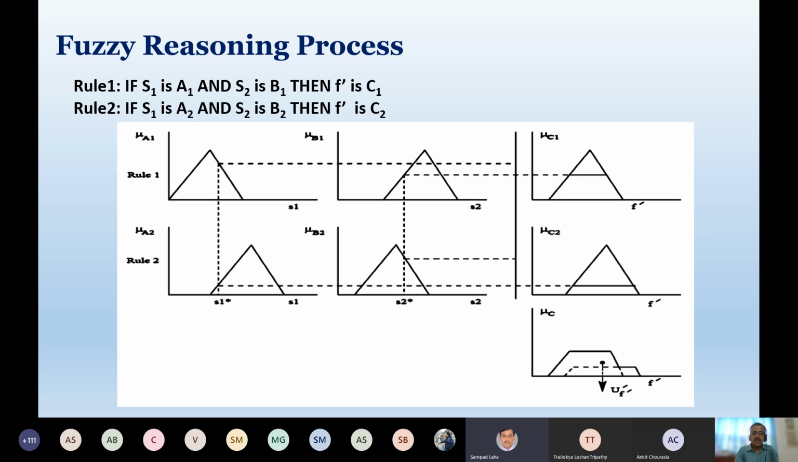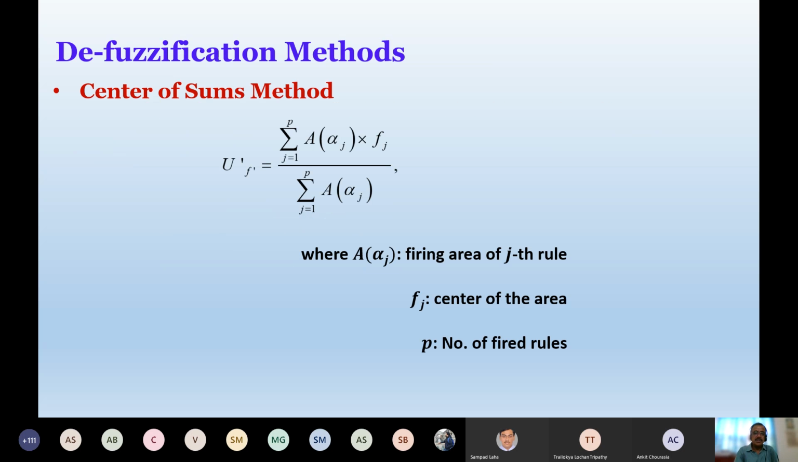In the center of sums method, what you do is take the fuzzified output corresponding to the first fired rule. I can find out the area of this fuzzified output. That is nothing but a trapezium. All of us know how to find the area of a trapezium, and its centroid, from symmetry, will be at the midpoint. So you sum area multiplied by centroid over all the fired rules, divided by the sum of the areas of the fired rules. That is the crisp output, that is the center of sums method.